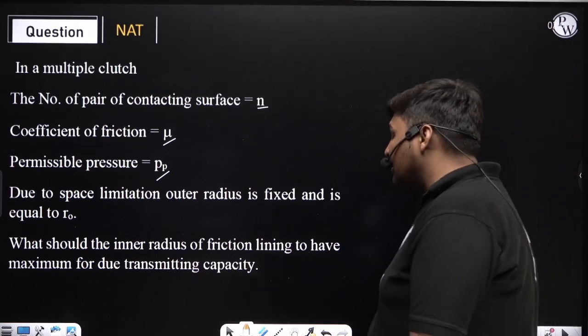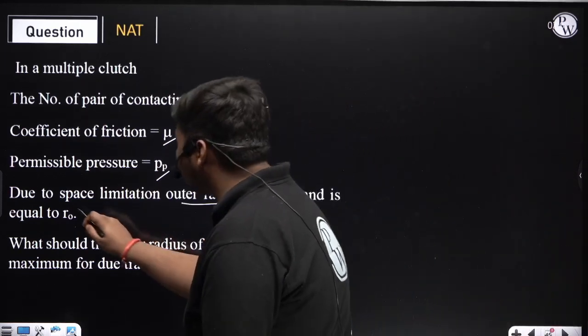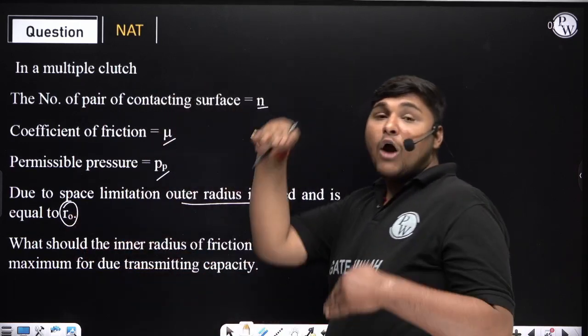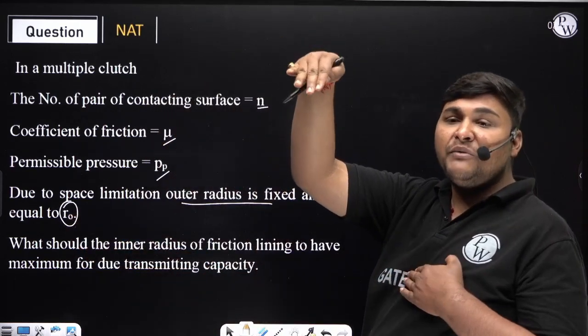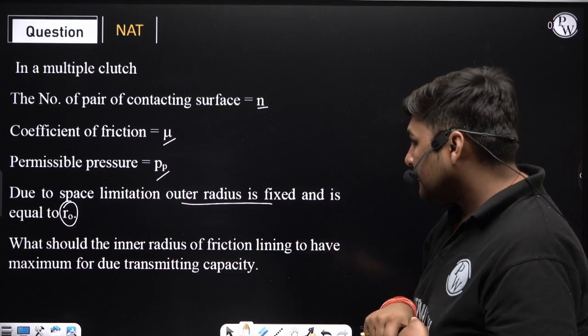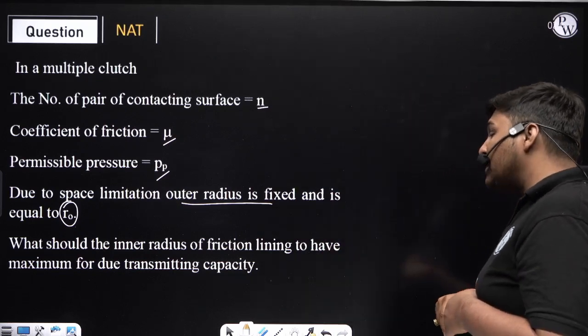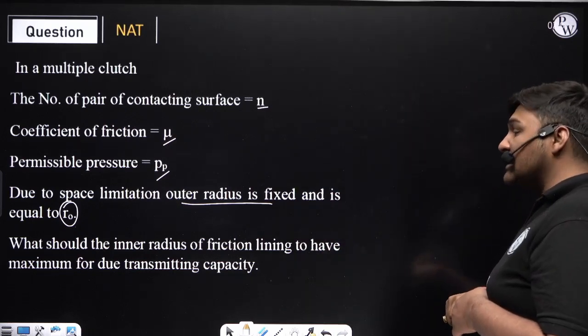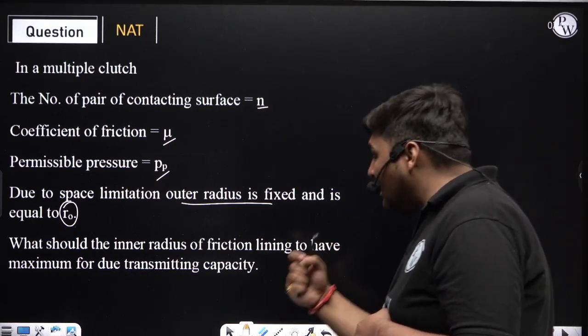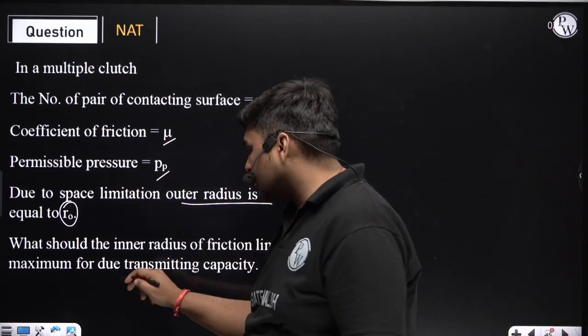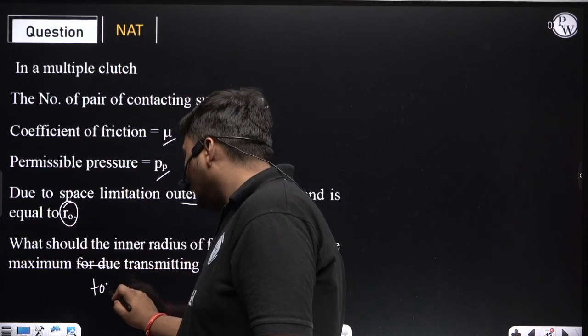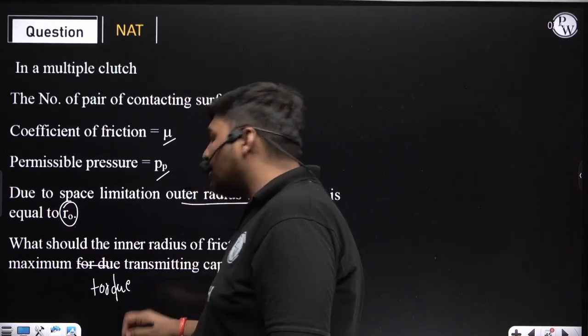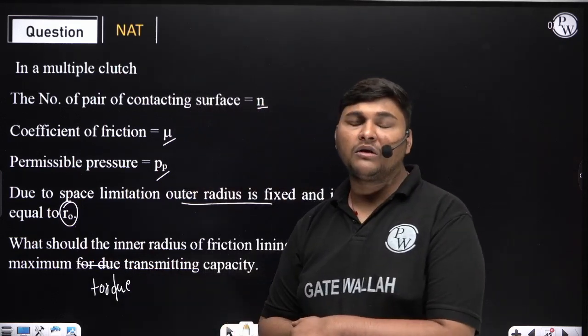Due to space limitation, the outer radius is fixed, which is equal to R naught. Now the examiner is asking, what should be the inner radius of the friction lining, that is RI, to have maximum torque transmitting capacity? What will be the expression of the inner radius to have maximum torque transmitting capacity?